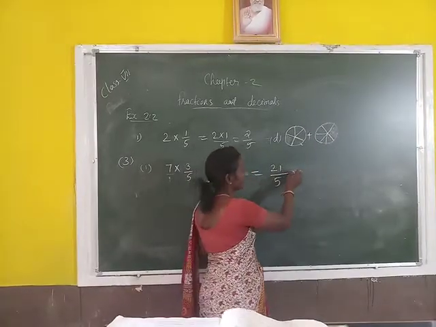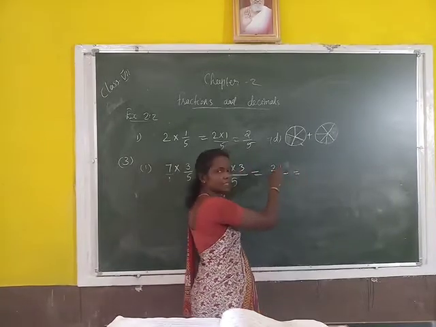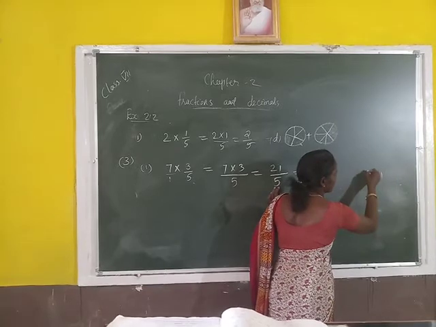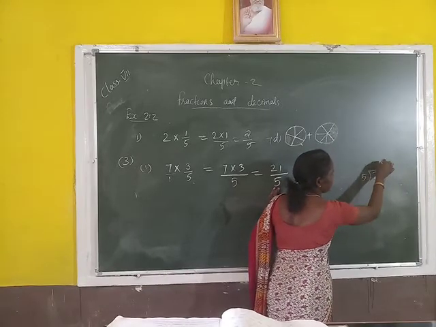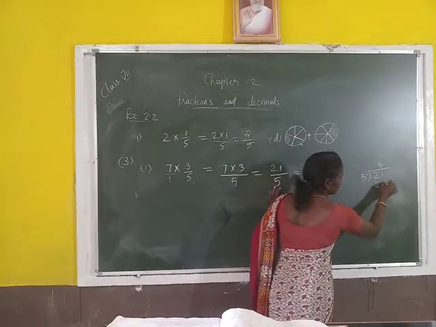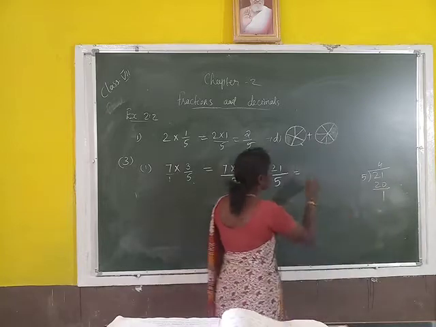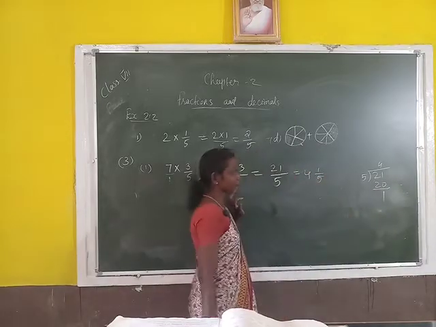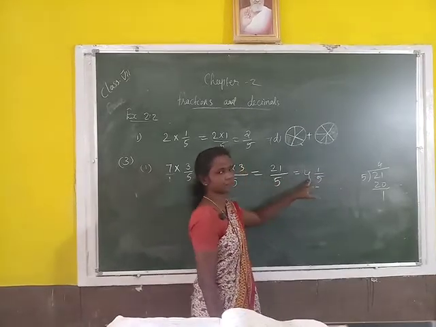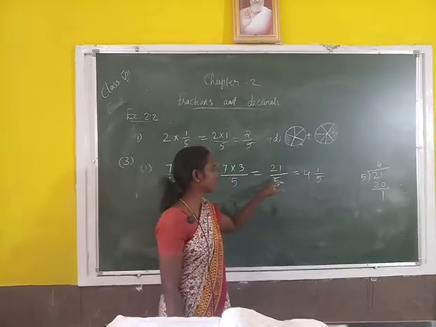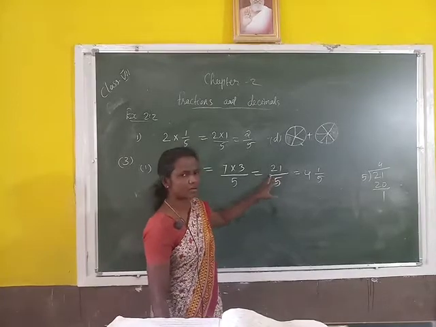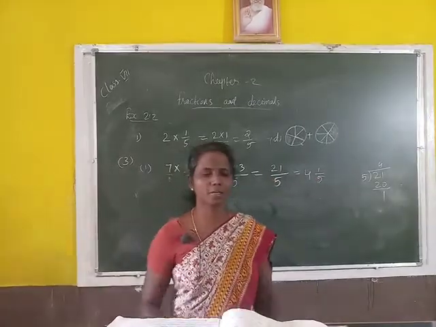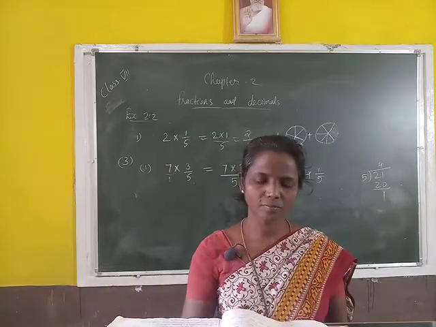So this number we can write as a mixed fraction. How to write a mixed fraction? 21 divided by 5, how many times? 4. Then 4 1 by 5. It's a mixed fraction. Is this clear? This is the lowest form, and this is the mixed fraction for 21 by 5.